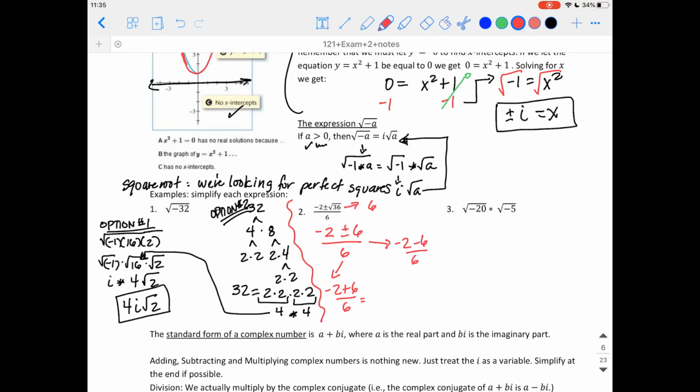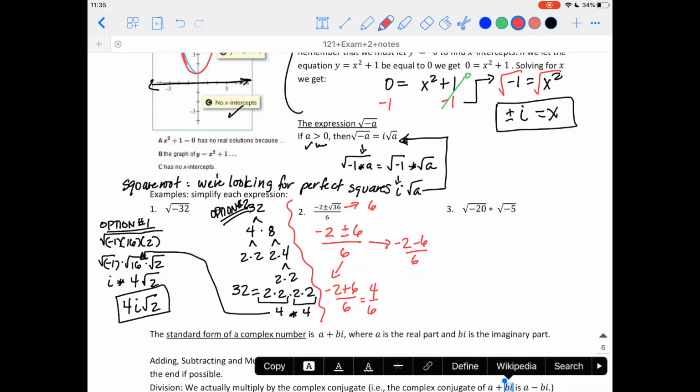So negative 2 plus 6 is going to be 4/6, which simplifies to 2/3. And then this one's going to be negative 8/6, which simplifies, they're both divisible by 2, so negative 4/3. So we have our two answers right there for this one, again, because we have the plus or minus. All right, the last one.